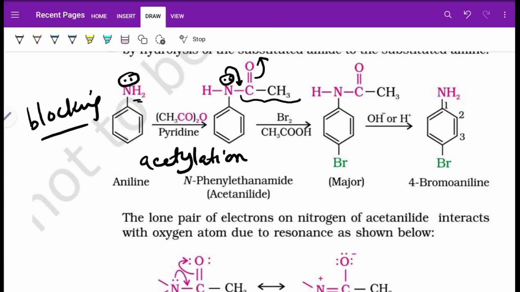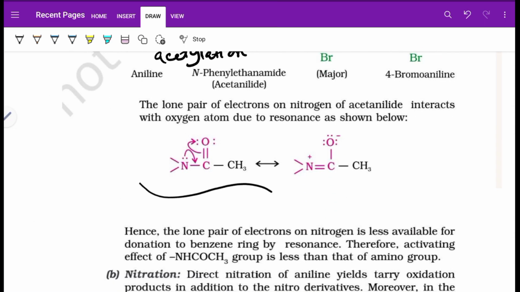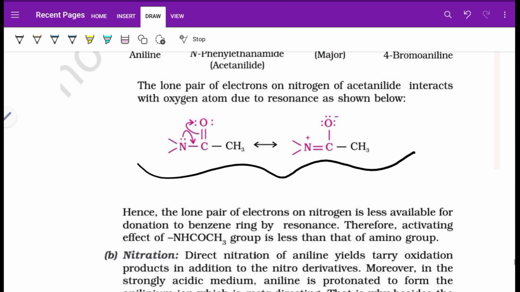And by blocking the NH2 group by acetylation, you can reduce the activity. And now you carry out whatever reaction you want to and finally obtain the aniline back by hydrolysis method, where it will break the bond and give you this product. You will get NH2 back. So this is the external conjugation that I was talking about.